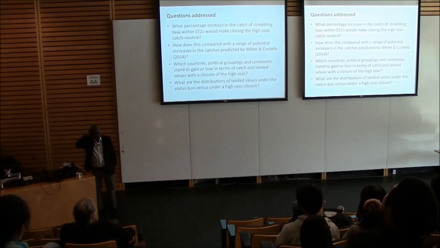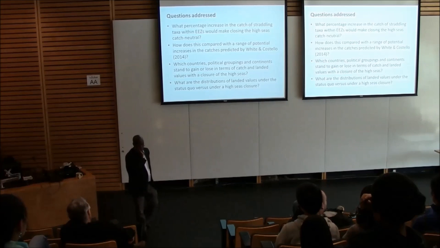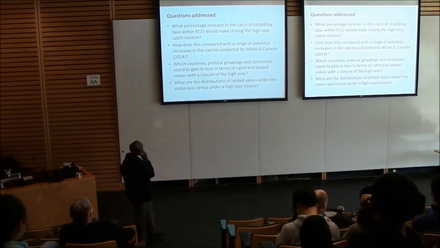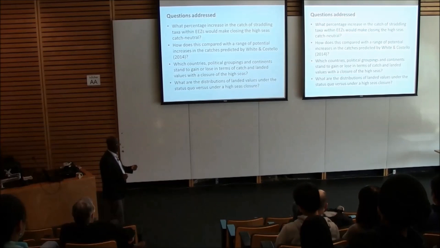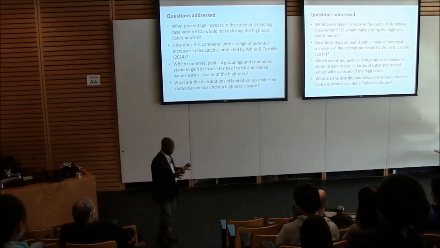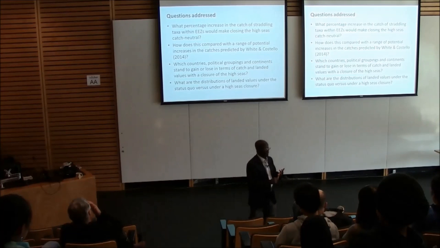What did we do about this? We started asking questions now. If we actually close the high seas, what percentage increase in the catch of straddling taxa within EEZs will likely make closing the high seas catch neutral? I was very interested in this because when you mention this, the first thing people complain about is we're going to lose big catches, right? So I said, how about we explore this?